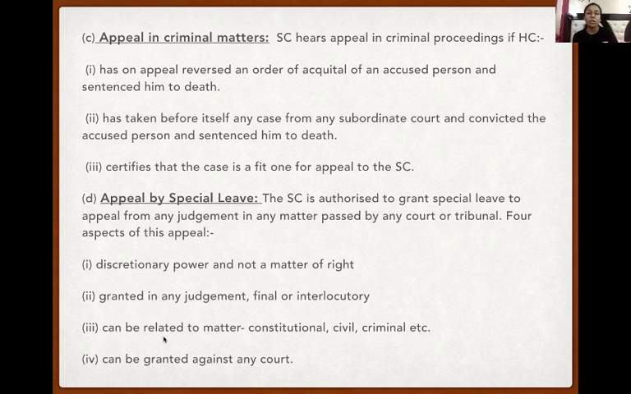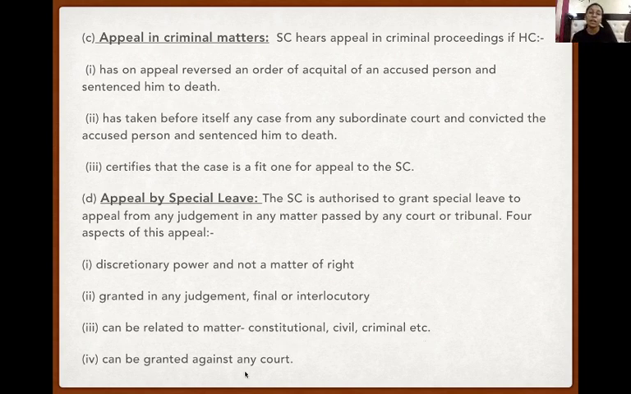It can be related to a constitutional, civil or criminal matter. The matter you put in special leave can be any matter, whether constitutional, civil or criminal.